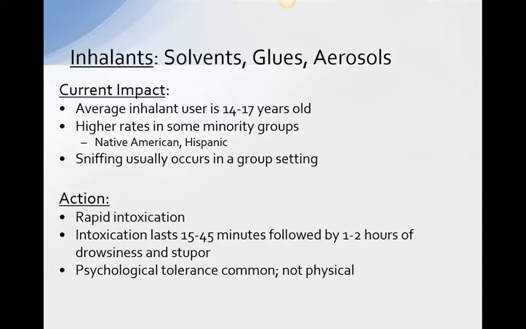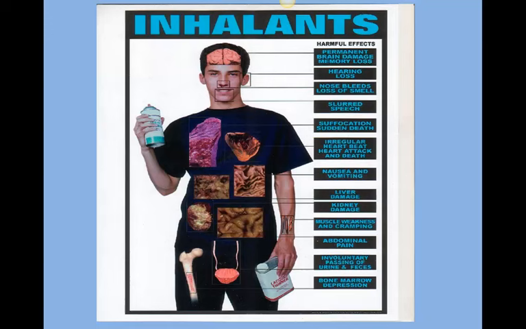The four main classes of inhalants are solvents, aerosols, anesthetic agents, and nitrates. They all act on the central nervous system as a depressant and can cause extreme damaging effects to the heart and respiratory system. So here is another nice picture showing you all the effects.